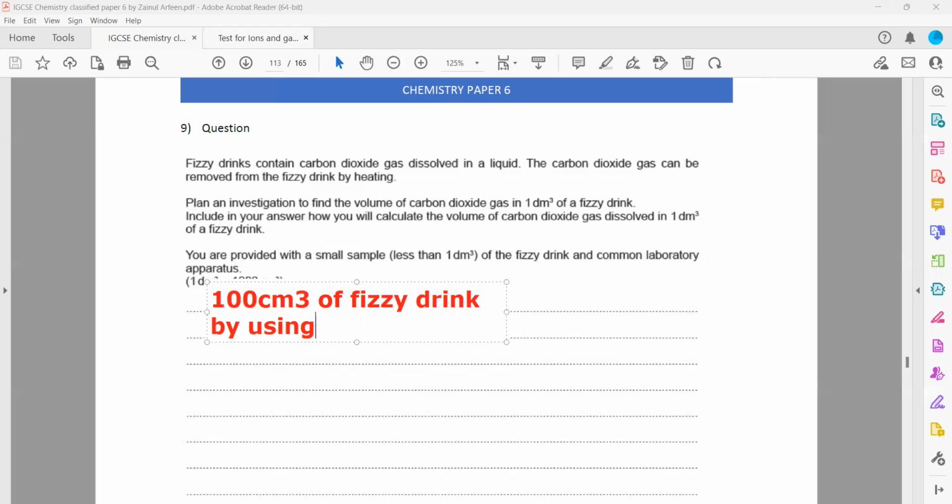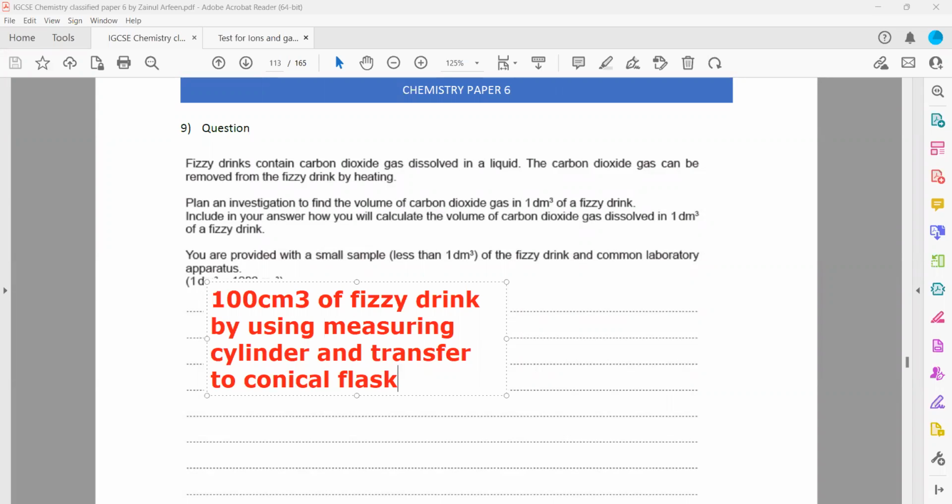By using a measuring cylinder, always mention the apparatus which you are using, and we will transfer that into a conical flask. So we took 100 cm cube of a fizzy drink, and then we transferred that into a conical flask.